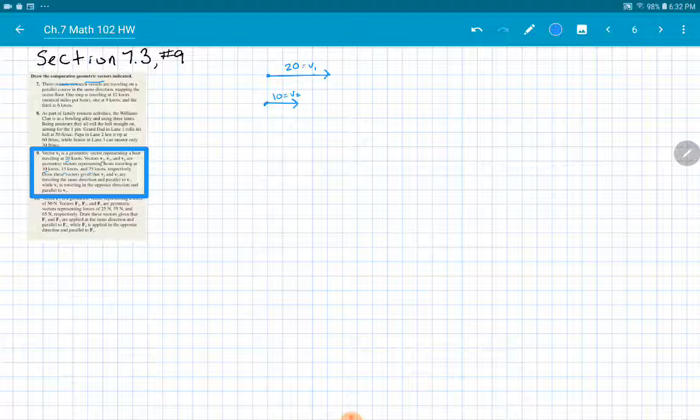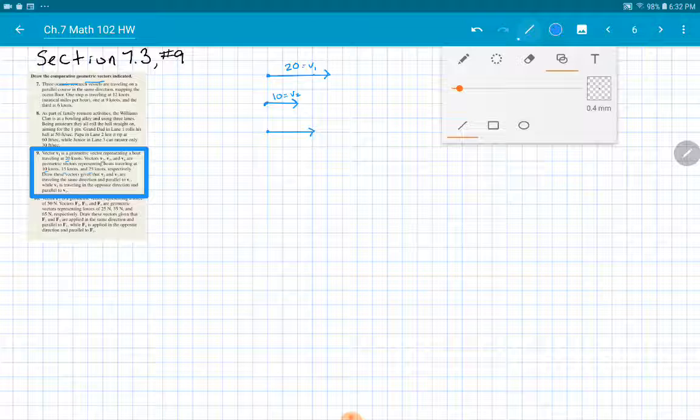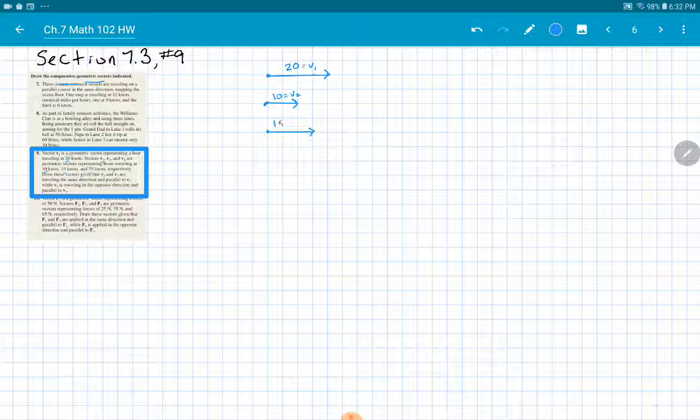The next one is 15. So that would be 3 tick marks, 5, 10, 15. And then 25 knots. So that would be starting here and going in the same direction, and 25. So that's 5, 10, 15, 20, 25. So my terminating point is there. Draw a straight line between the initial point and the termination point.